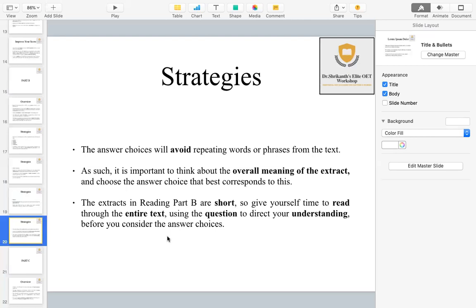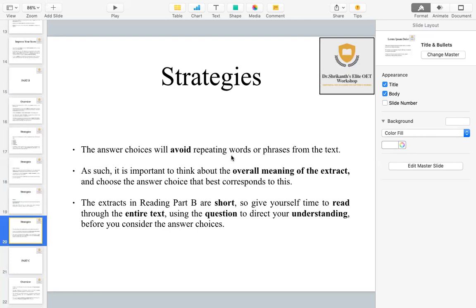The answer choices will avoid repeating words or phrases from the text. I already told you this, right? The OET people are very cunning, very shrewd. They don't make it deliberately easy for you, and they make sure that you do not have the exact same repeating words in the questions as in the paragraphs. The meaning will be the same, but the words will be entirely different. So you have to understand the concept of the things as you read on.